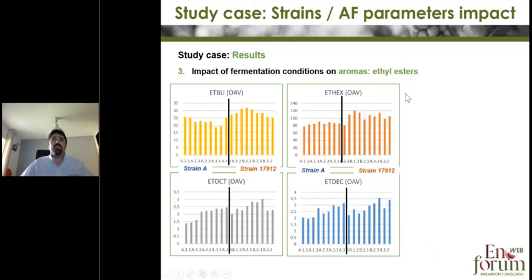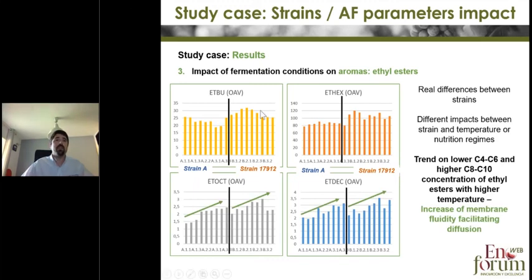If you go to the ethyl esters, it's more difficult to see. You have differences between strains, but it's more difficult to see any difference on the nitrogen regime. But what you can see is that at least on ethyl octanoate and ethyl decanoate, you have a trend to produce, or to release, more at higher temperature. And this could be due to the length of the chain, octanoate with 8 carbons, decanoate with 10 carbons, that go better through the membrane at higher temperature, so a higher permeability.